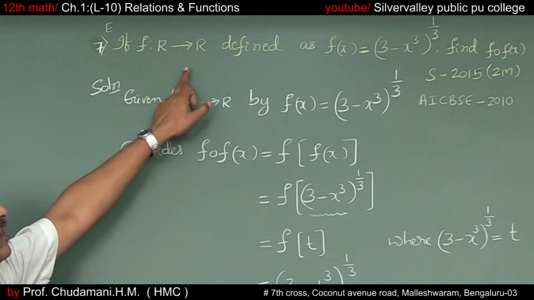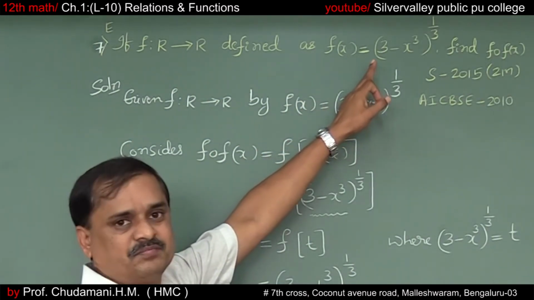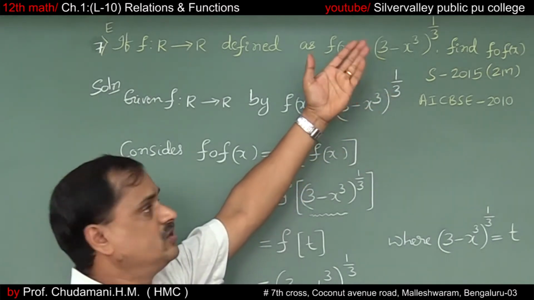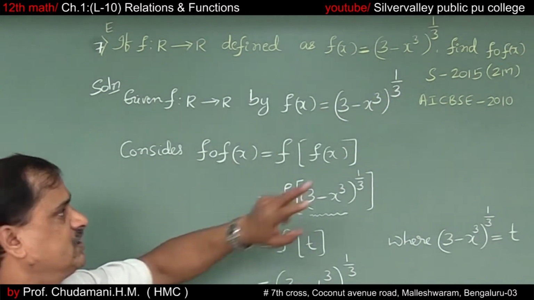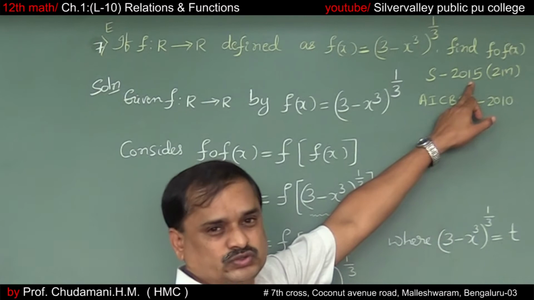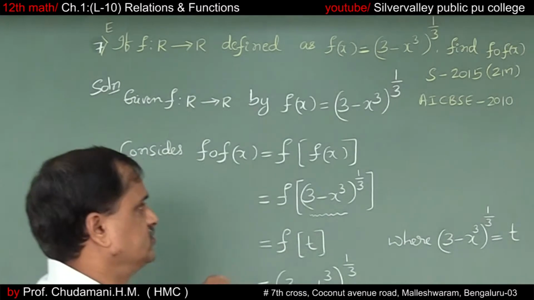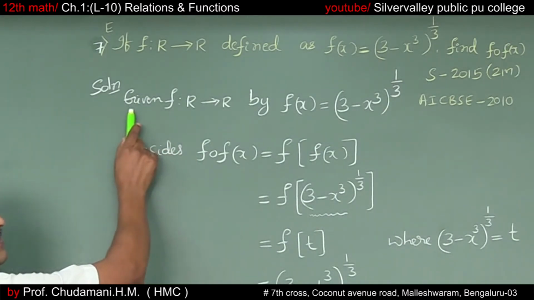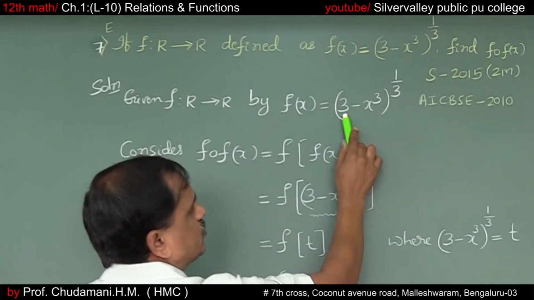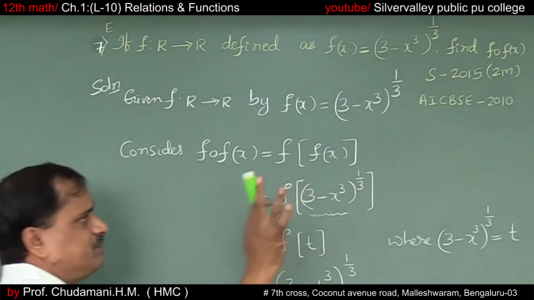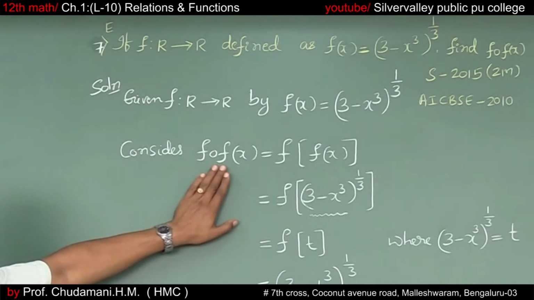If f from R to R is defined as f of x is equal to (3 minus x cube) whole to the power of 1 by 3, find composition of f and f, they are asking. So it appeared in the year 2015 supplementary paper in 2 marks and in CBSE 2010 also. Solution. Given f from R to R defined by f of x is equal to (3 minus x cube) to the power 1 by 3. Consider composition of f and f, they are asking.